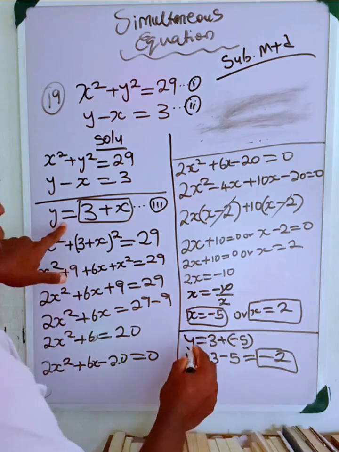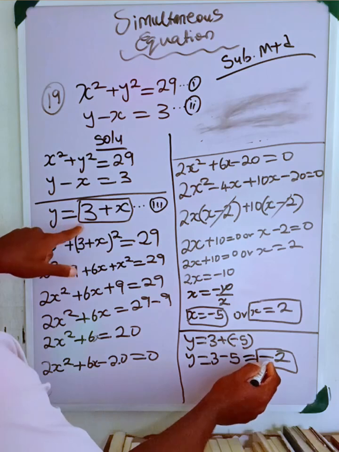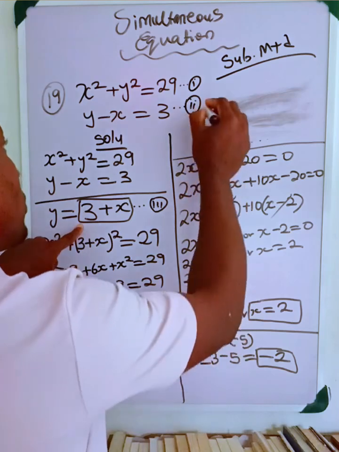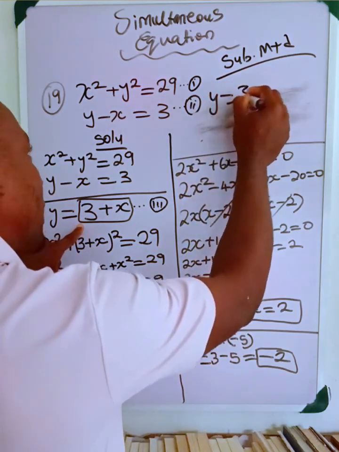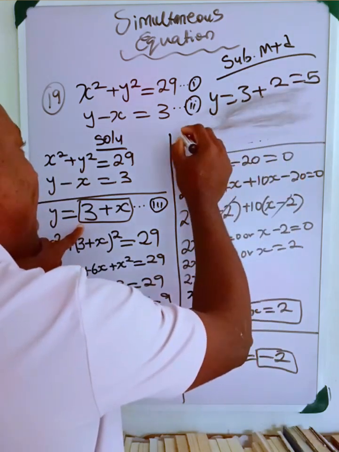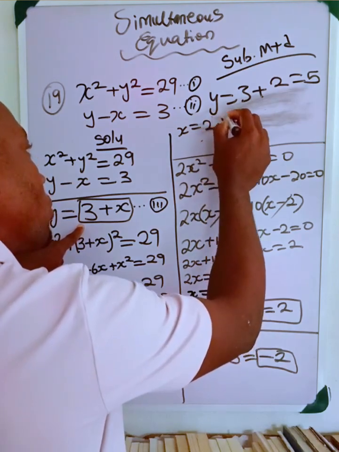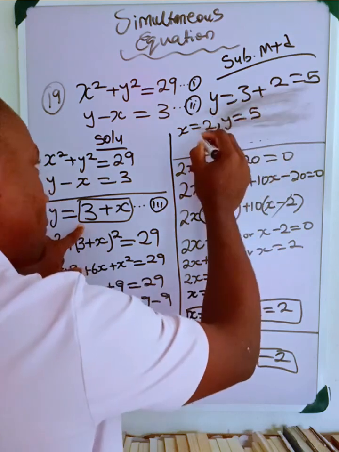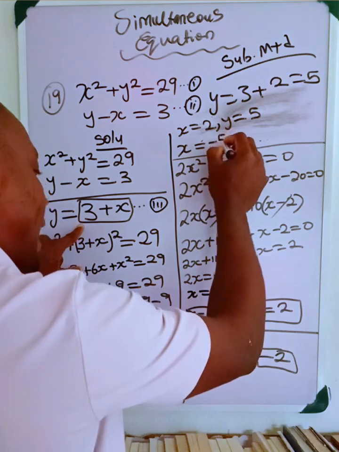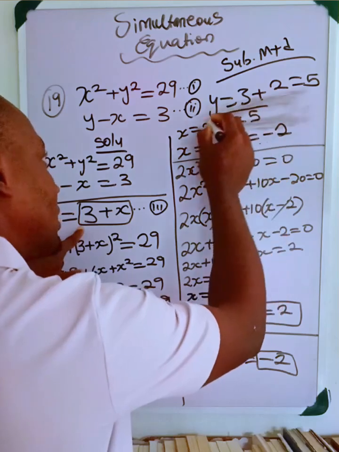So when x equals minus 5, y is minus 2. Then when x equals 2, y will be equal to 3 plus 2, which is 5. So when x equals 2, y equals 5. When x equals minus 5, y equals minus 2. This is the answer.